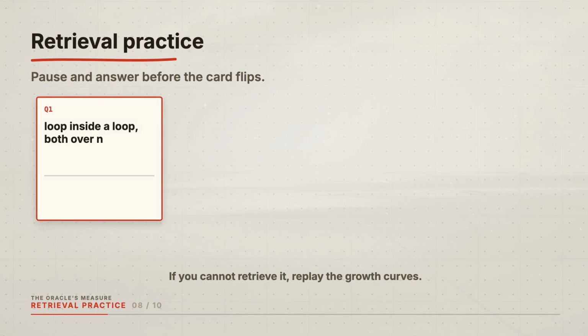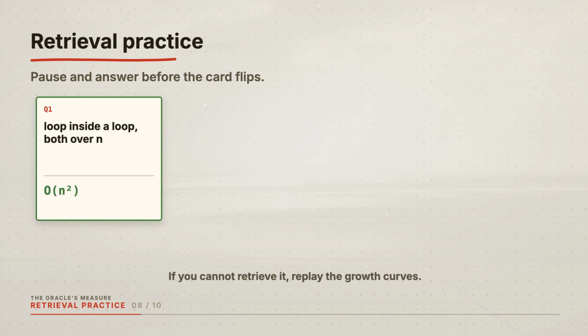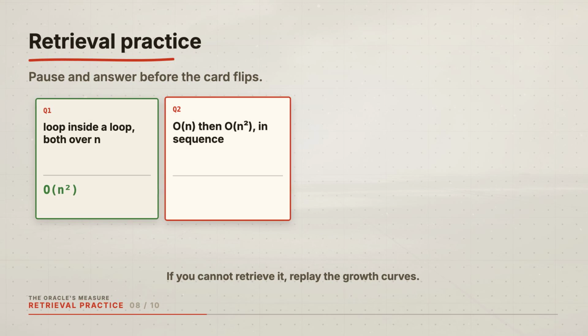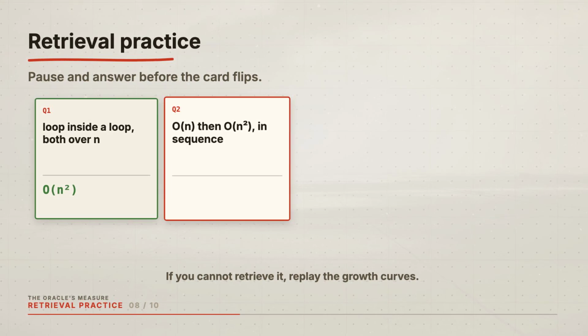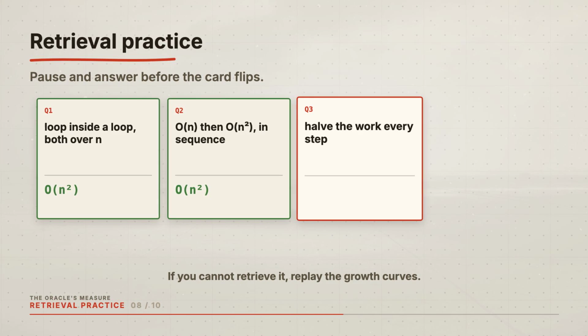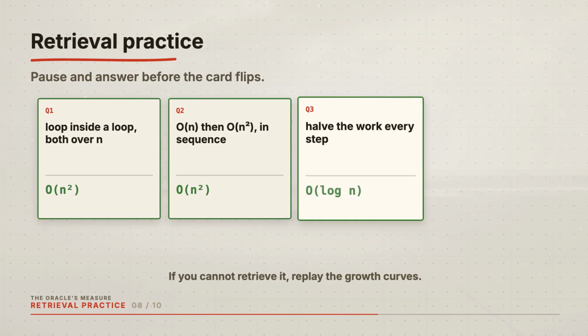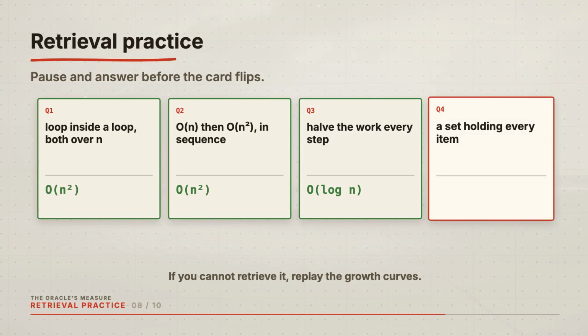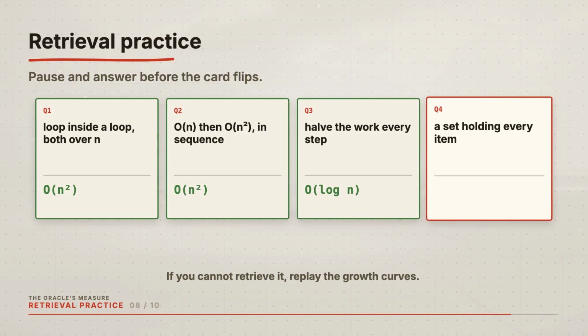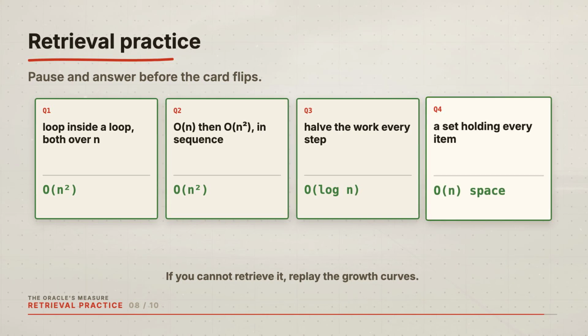Two nested loops over the same n items, that is O of n squared, because nested steps multiply. An O of n step followed by an O of n squared step, run one after the other, is still O of n squared, because sequential steps keep only the largest term. Halving the remaining work at every step until nothing is left, that is O of log n. And building a set that can hold every item in the input, O of n space.